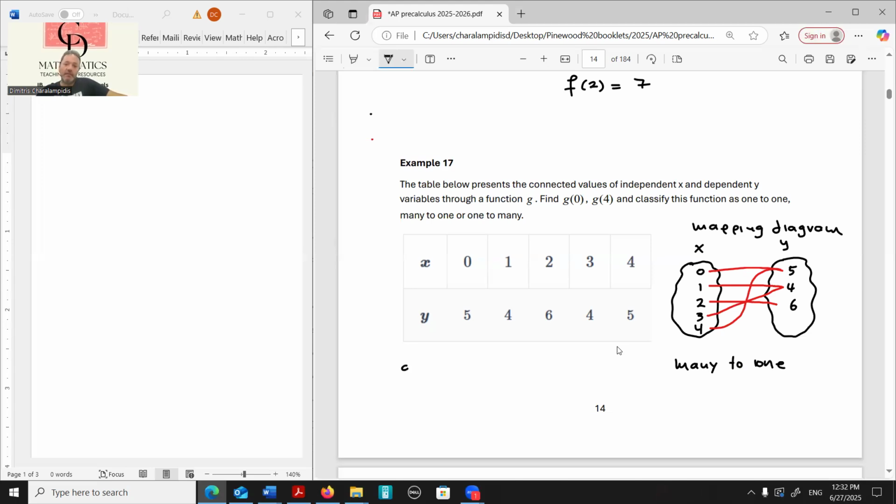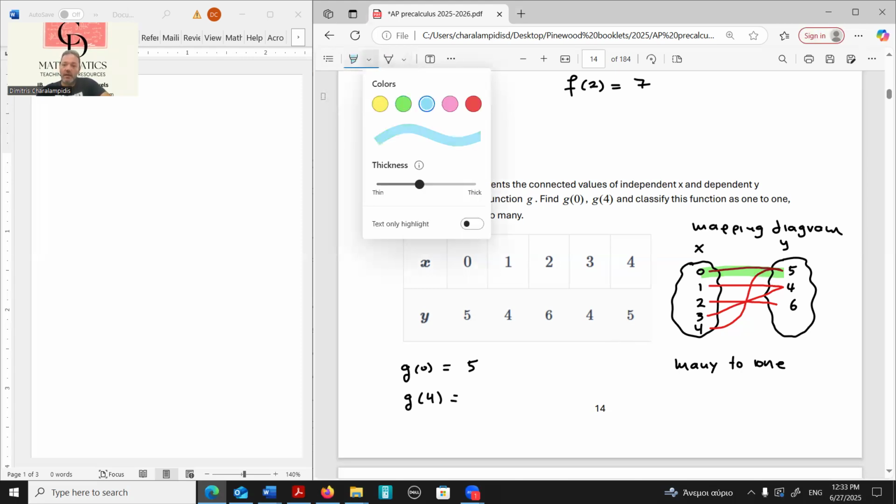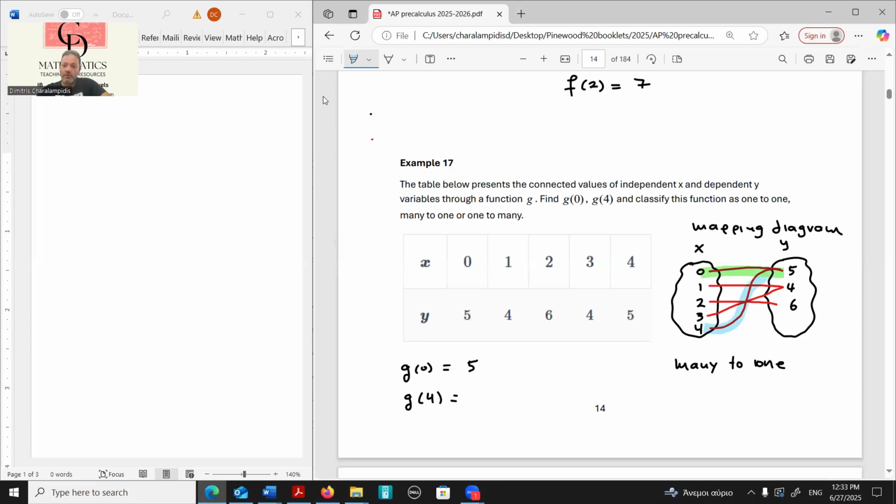Secondly, g of 0. G of 0, like we said in the previous example, is the corresponding output value, the corresponding y value, when the input value is 0. When x is 0, y is 5. So g of 0 is 5. Then g of 4. This is the corresponding output value, the corresponding y value, when the input value is 4. So again, when x is 4, g is once again equal to 5. And that would be all.